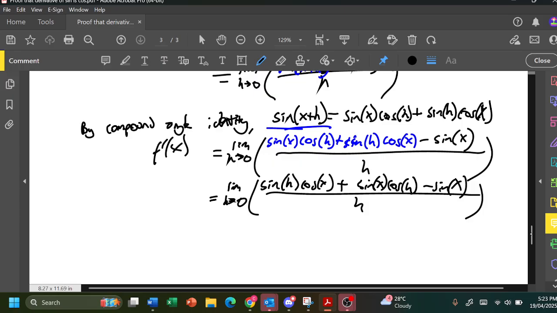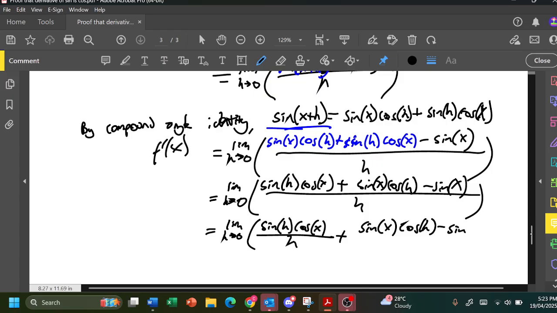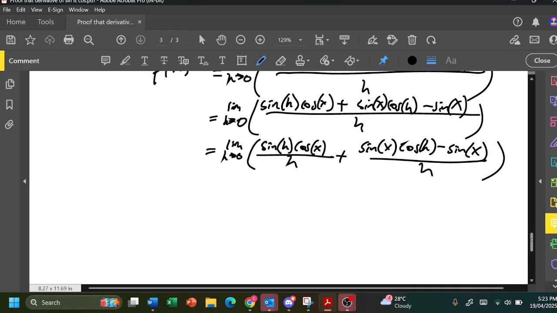Then what we can do is split the fraction just a little bit here. As we know, with fraction addition, it just means keeping the denominators the same and adding the numerators. We can do the same thing here in reverse. So this is going to be the same as the limit as h goes to 0 of sine of h times cosine of x divided by h plus sine of x cosine of h minus sine of x divided by h. So I've just split the two fractions in half.